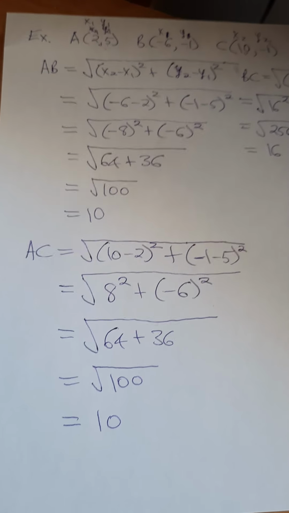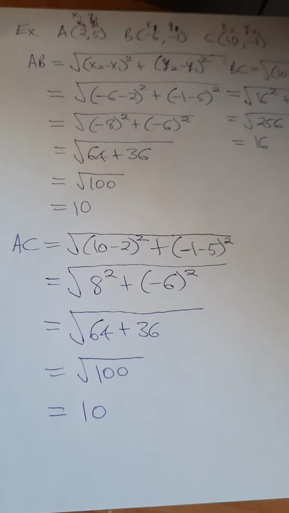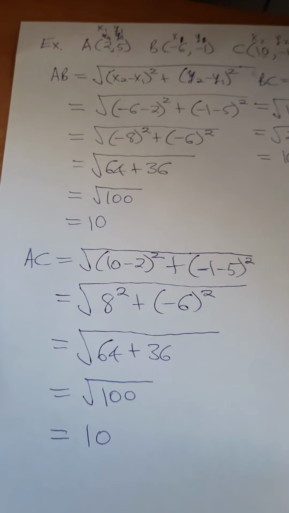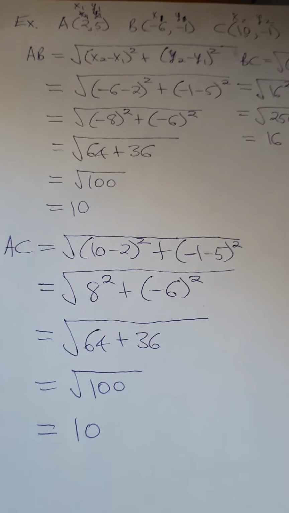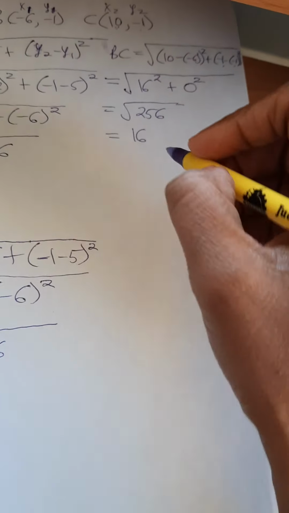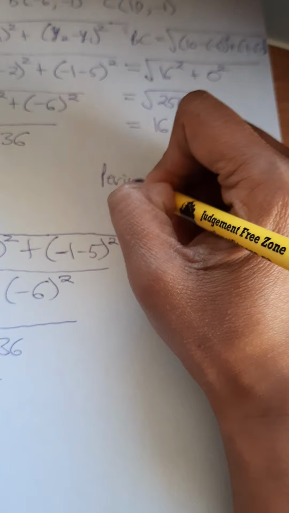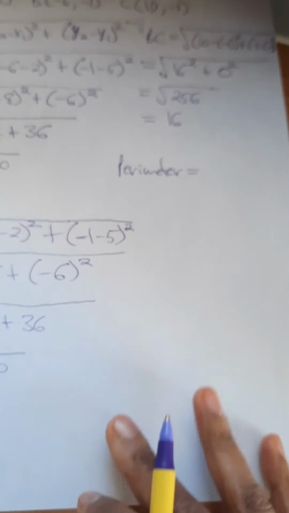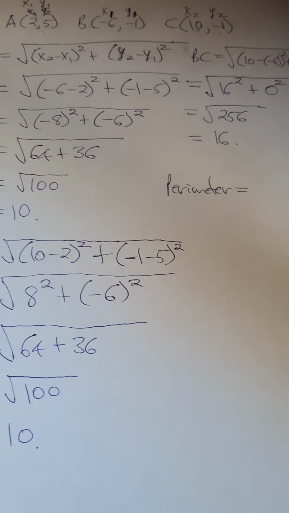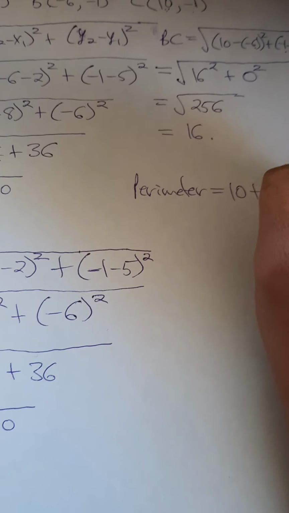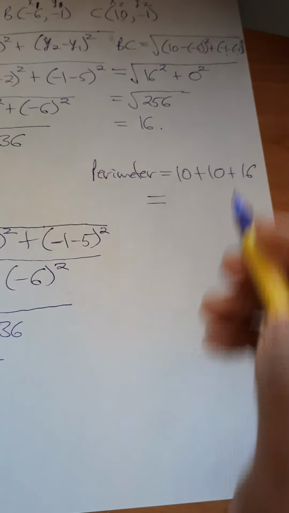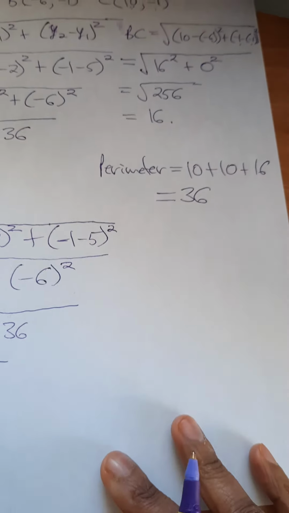Part A said to determine the length of each side of this triangle. And that's what we did basically. These are all of the different combinations that we can have for all three sides. And determine the perimeter of the triangle. So let's write it here. I'm going to put perimeter equals. All I'm doing is basically adding up all the final lengths that I got. So you're doing 10 plus 10 plus 16. So just like this, which is equal to 36.